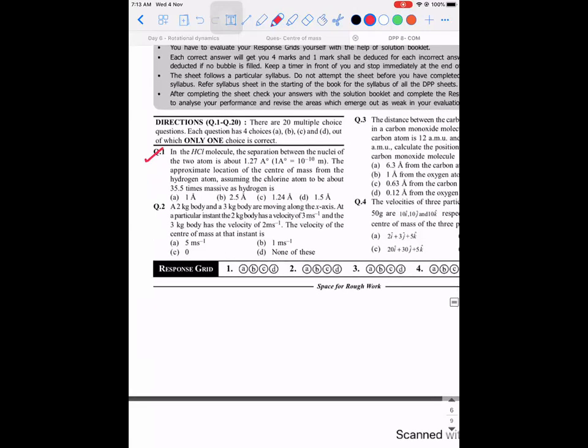So you have HCl. So it's a dipole. The distance of separation between them is 1.27 into 10 power minus 10. The mass of hydrogen is m. The mass of chlorine is 35.5 m. So they're asking the approximate location of the center of mass from the hydrogen atom.